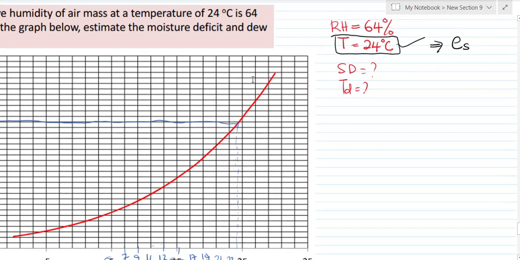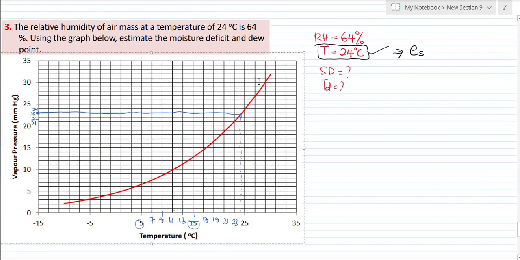So we know that the E that we've gotten, that is saturated vapor pressure, is 23 millimeters of mercury, right? Now from that we've gotten this. Now we need to find, that's the first part, saturation deficit.